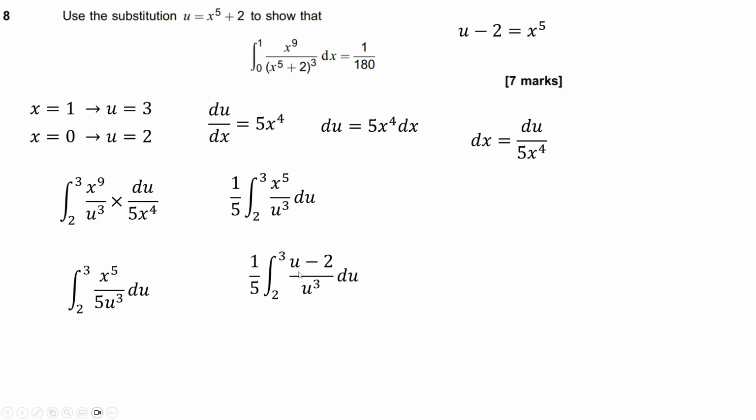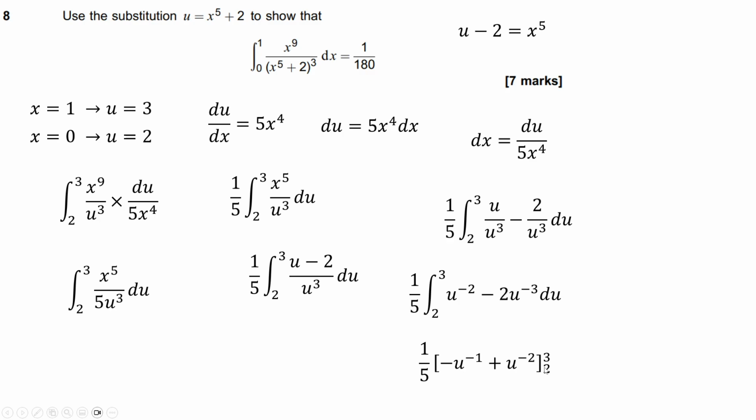And then now we can just split this up like a very simple integral. So this becomes u over u cubed minus 2 over u cubed. u over u cubed is just 1 over u squared, which is u to the power of minus 2. And then this is just minus 2u to the minus 3. Okay, and now we can just start integrating normally. So increase the power by 1, divide by the new power to get this, and then just plug in 3, and then plug in 2 afterwards and subtract them.